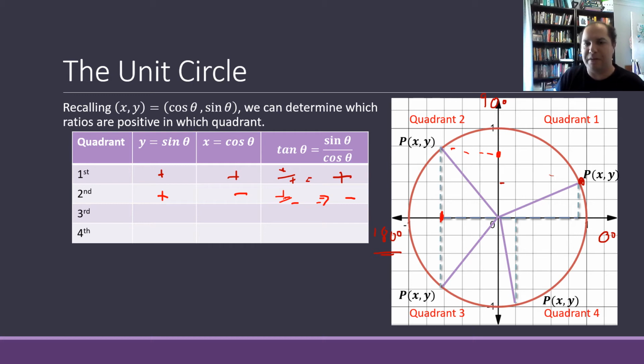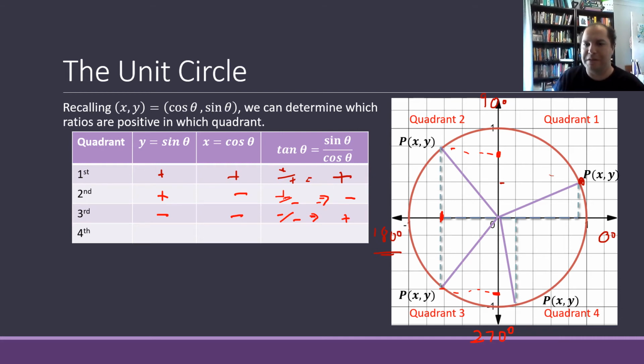Now continuing on to the third quadrant between 180 degrees and 270 degrees. Right, our y value is now negative. So sine of any angle between 180 and 270 will be a negative number. Our x value is still negative in that quadrant, right? So cos of any angle between 180 and 270 will be negative. And then for tan, a negative number divided by a negative number makes tan positive.